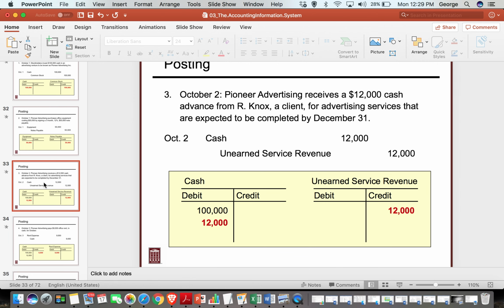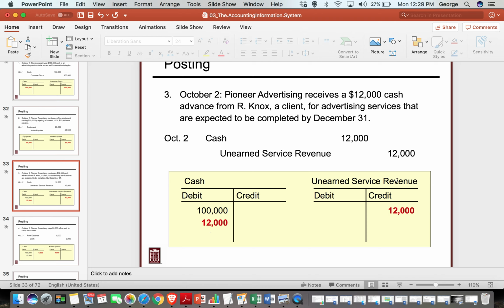We received $12,000 in advance from our Knox client for advertising services that we won't be completing until the end of the year. So this is a liability, right? Unearned service revenue. We are not recording this as revenue yet because it's not revenue. It's unearned revenue. So unearned revenue is a liability increased by credits. Cash, of course, we received $12,000 cash. That is an account with a debit balance increased by debit. So now I have $112,000 in the cash account and $12,000 in the unearned service revenue account.